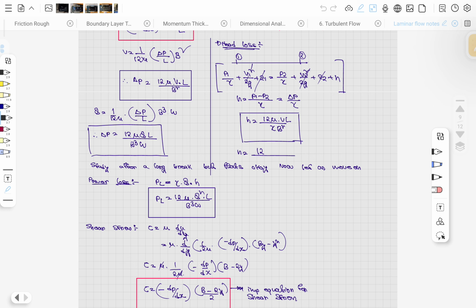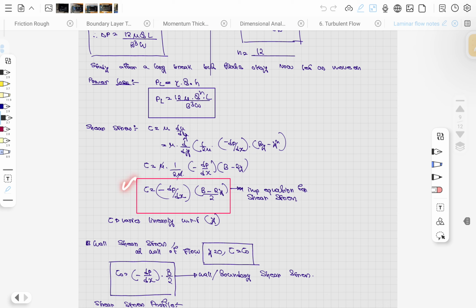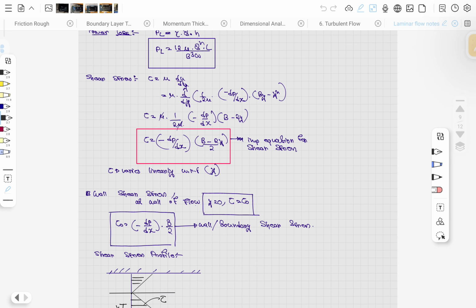The next thing is the power loss. Power loss equals 12 mu q l by b cube into w. Then the shear stress for parallel plates, which is important for the questions: minus dp by dx times (b minus 2y) by 2. So how is it happening? It is mu into du by dy.